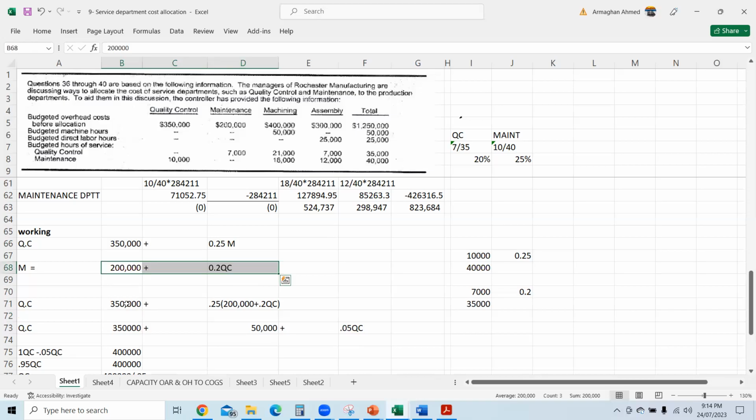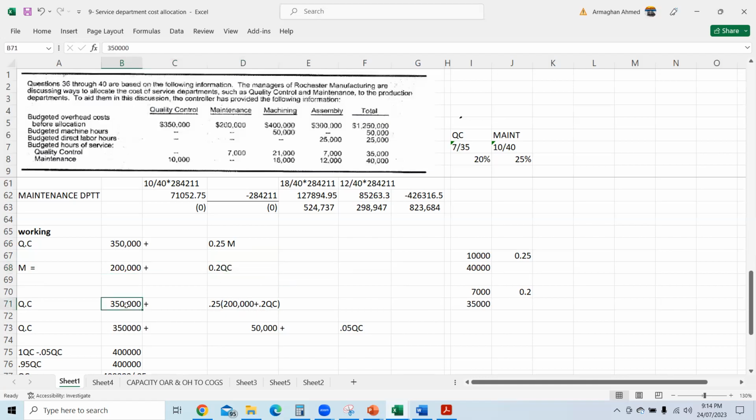So what we are doing here, basically, is we will say that quality control own cost is 350,000 plus 0.25 M, M for maintenance. And for M, maintenance, we have 200,000 plus 0.2 QC. So I have written here 0.25 M, and in place of M, I have written 200,000 plus 0.2 QC.